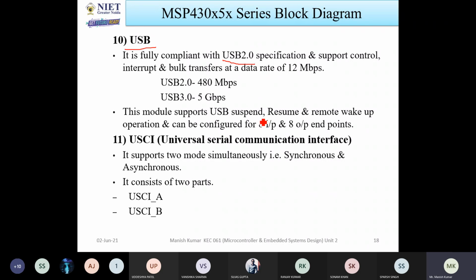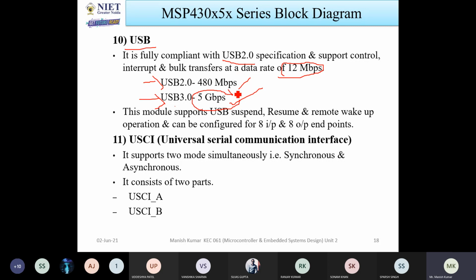There are different versions, and different versions have different speeds. USB 2.0 can transfer data at a speed of 12 megabits per second, but the maximum speed of USB 2.0 is 480 Mbps, and USB 3.0 has 5 Gbps. So USB 3.0 has the highest speed, but in this system only USB 2.0 is available.